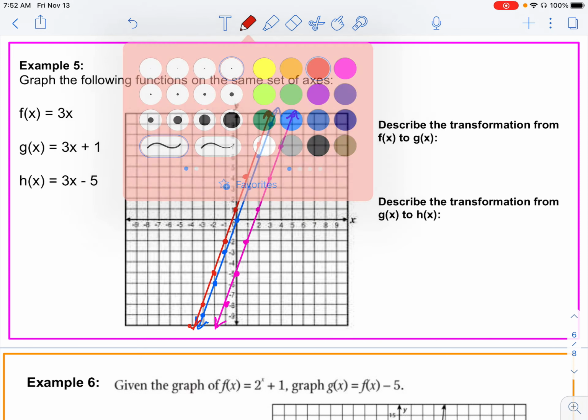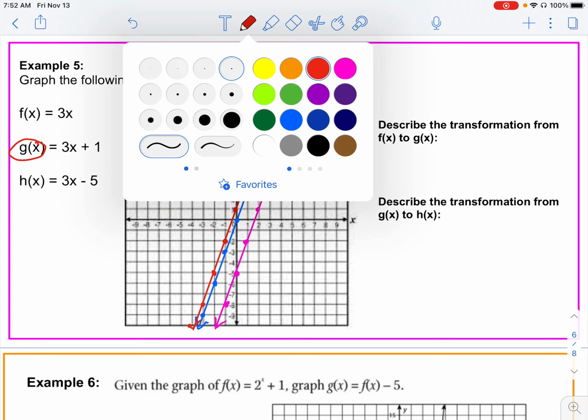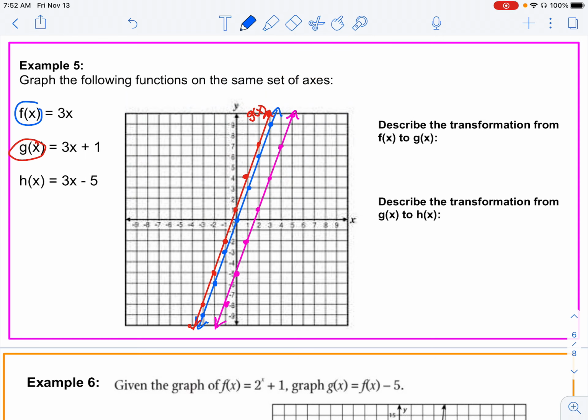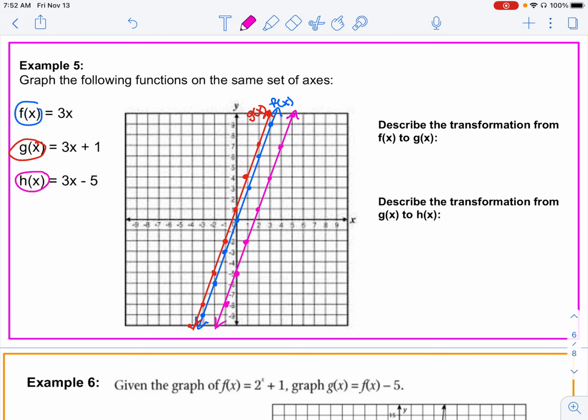All right, so now let's put the labels on here. So we know that the red line, that was g of x. That blue, excuse me, that blue line is f of x. And the pink is h of x.